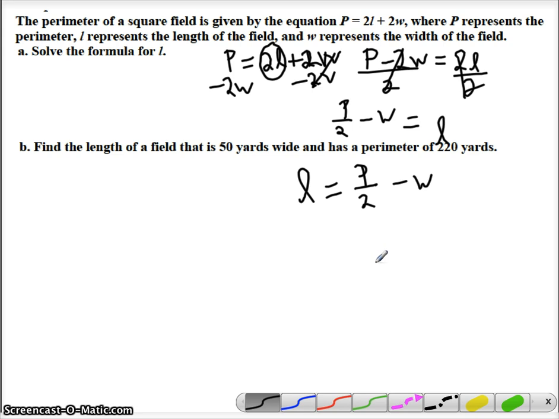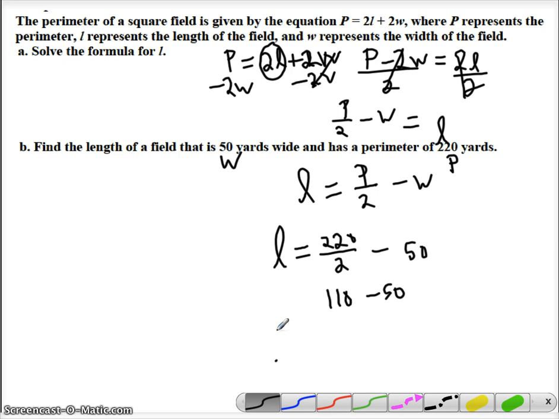Alright, so part B, find the length of a field that is 50 yards wide, so that's W, and has a perimeter of 220, that's P. So the length equals 220 divided by 2 minus 50. 220 divided by 2 is 110, minus 50 gives you a length equal to 60 yards. And there you go. That's a second word problem example.